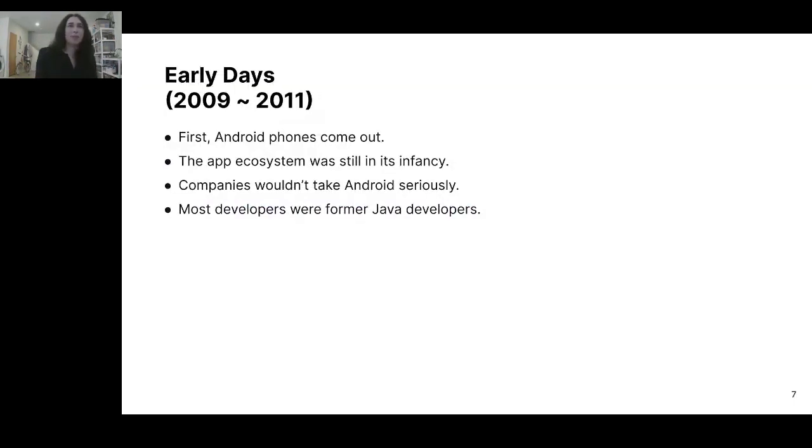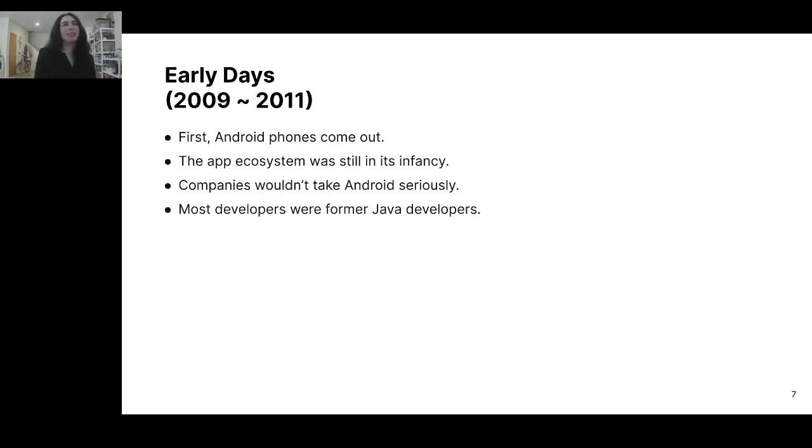Next up, we're going to talk a little bit about the past. And I've divided this into 4 eras. Era number 1, I call it the early days. It was 2009 to 2011. The first Android phone comes in. The app ecosystem was still in its infancy. Many companies wouldn't take Android seriously. A lot of folks were like, Apple and iOS, it wasn't even called iOS back then, is the future. Why should we take this tiny open source thing super seriously? And then most of the developers of these times were former Java developers.